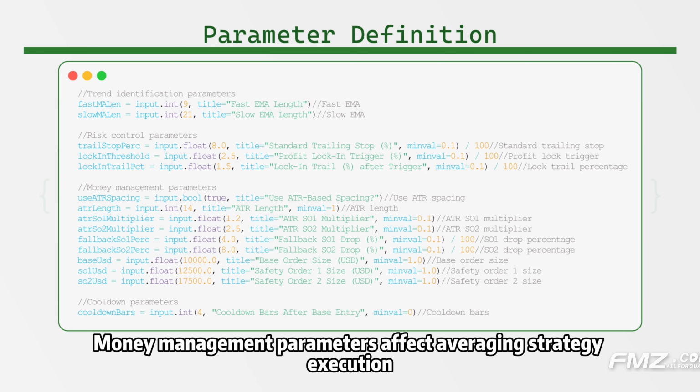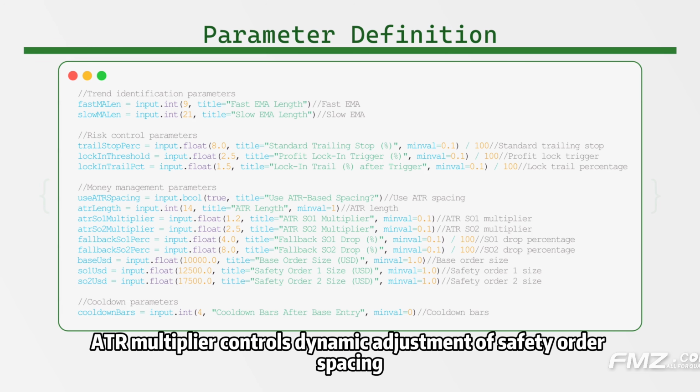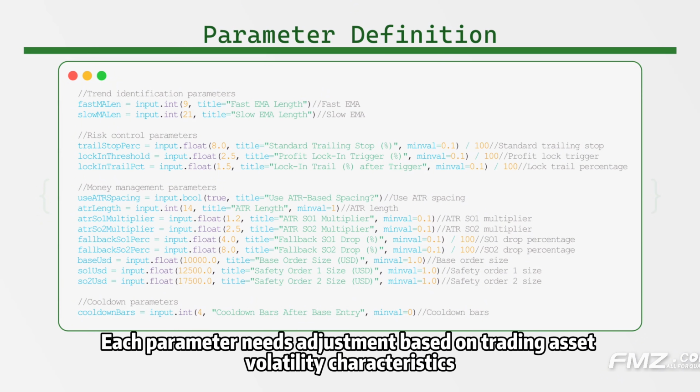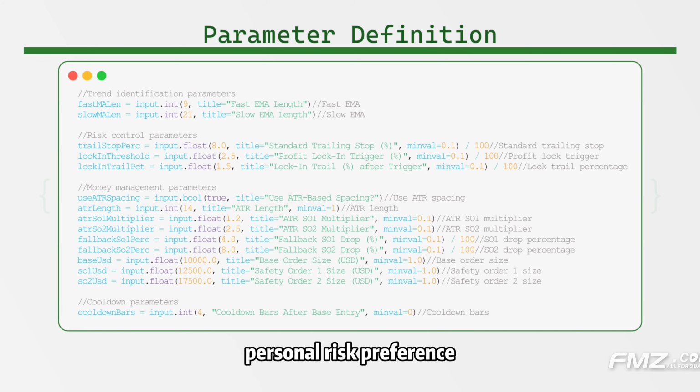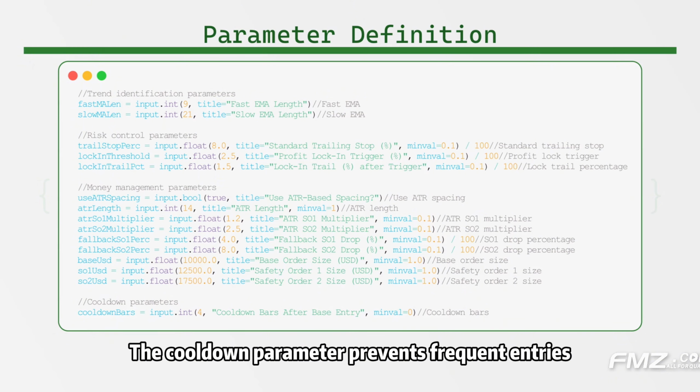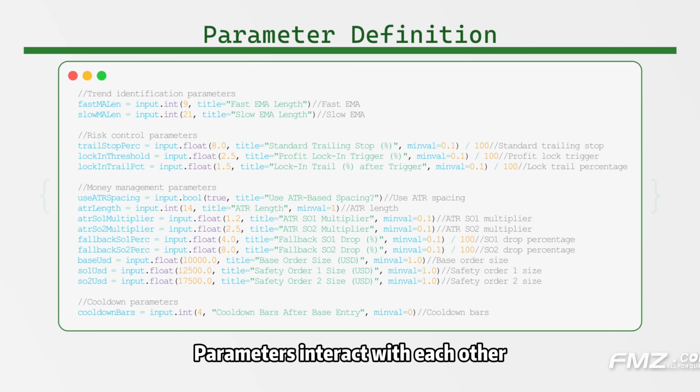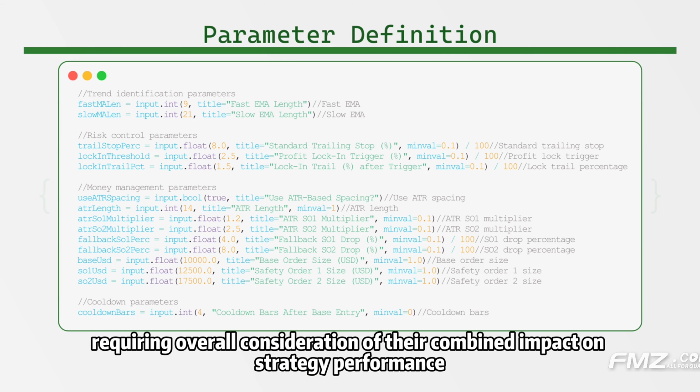Money management parameters affect averaging strategy execution. ATR multiplier controls dynamic adjustment of safety order spacing. Order size ratios determine how aggressive the capital allocation is. Each parameter needs adjustment based on trading asset volatility characteristics, personal risk preference, and capital size. The cooldown parameter prevents frequent entries, playing an important risk control role in choppy markets. Parameters interact with each other, requiring overall consideration of their combined impact on strategy performance.